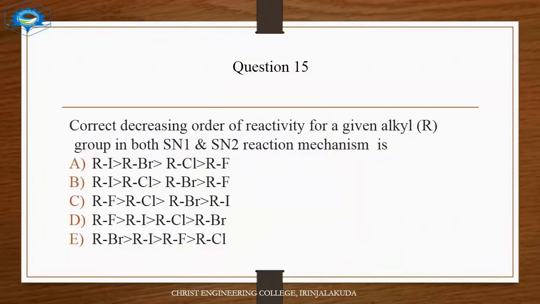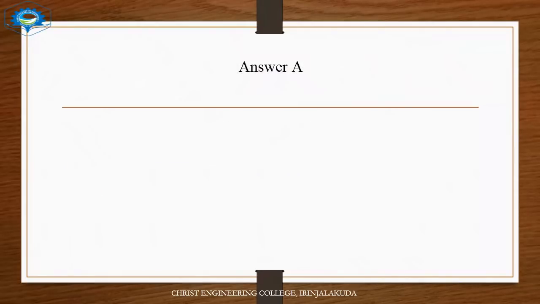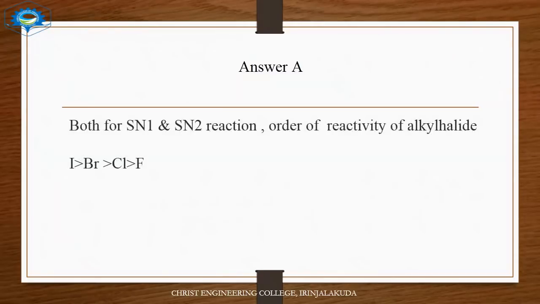So what will be the answer? The reactivity order of alkyl halides in both SN1 and SN2 reactions: our answer is option A. How do we reach this answer? We know that for both SN1 and SN2 reactions, the reactivity order of alkyl halides is iodine greater than bromine greater than chlorine greater than fluorine.